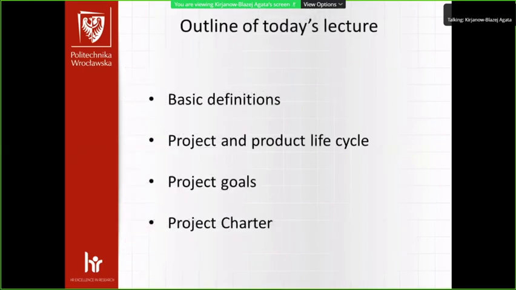Okay, so the outline of today's lecture: some information, basic definitions, project and product life cycle, project goals, and a few words about the project chart.